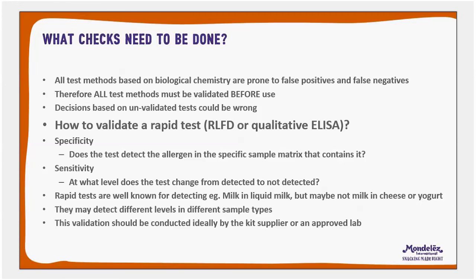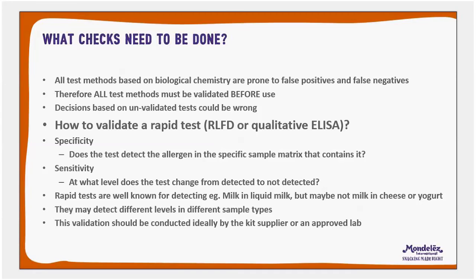So when we think about how do you validate a rapid test, we're going to look here at rapid lateral flow devices or the qualitative ELISA tests. There are two checks that need to be done. First of all, specificity. Does the rapid test detect the allergen in the specific sample matrix that contains it? That's a simple question to answer. And then the next check is, okay, and how sensitive is it? At what level does the test change from detected to not detected?